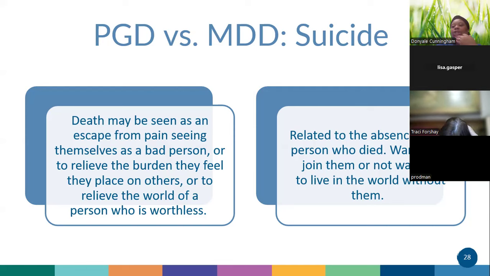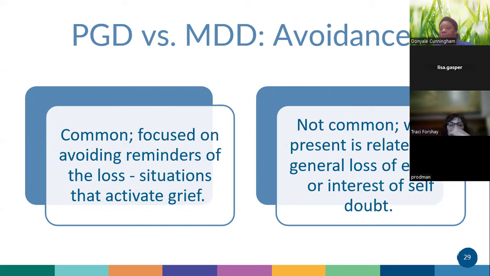Alrighty, so for prolonged grief disorder, this is related to the absence of the person who died, wanting to join them. And then for major depressive disorder, death may be seen as an escape from pain, seeing themselves as a bad person. And so someone experiencing prolonged grief disorder might be more likely to have suicidal thoughts related to wanting to join the deceased, whereas someone with major depressive disorder might have broader suicidal thoughts stemming from their overall depression.